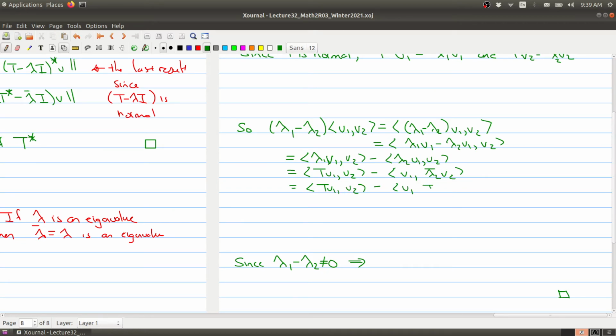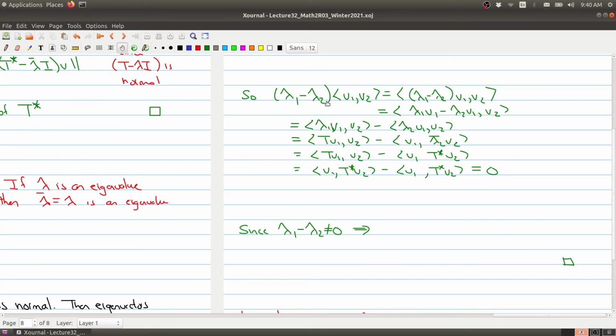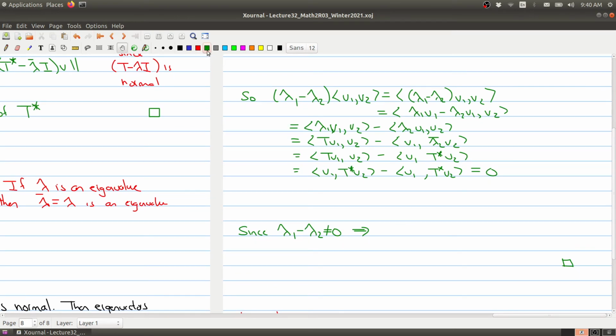I'm using the fact from up here. Now, applying the adjoint, I can push this T to the other side. So this is the inner product of v1 and T star v2, and I have the same thing again, but these are the same, so the difference is 0. What we have is this constant times this inner product gives 0. This number doesn't equal 0, so this forces the inner product of v1 and v2 to be 0. Remember, that means they're orthogonal, which is what we wanted to prove.